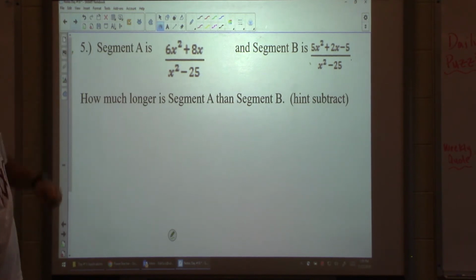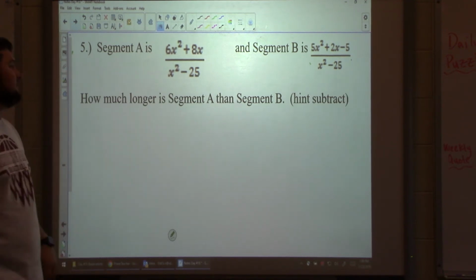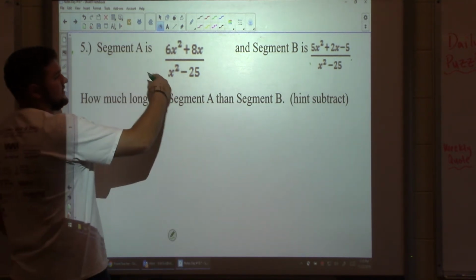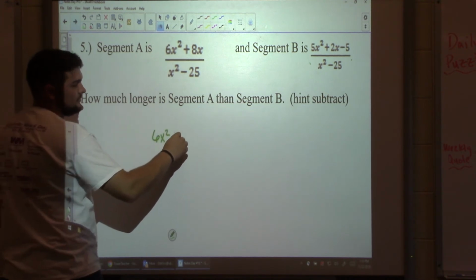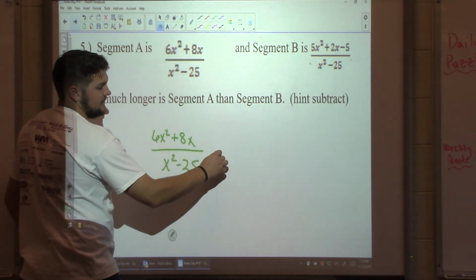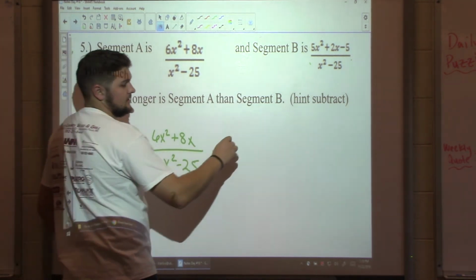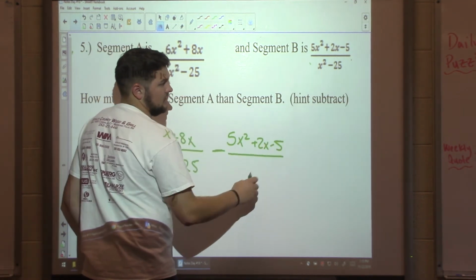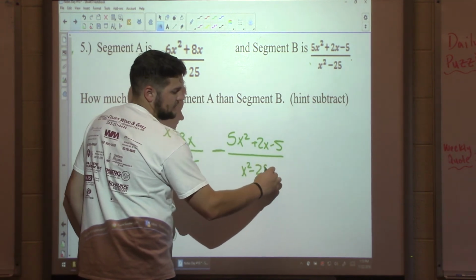Segment A is 6x squared plus 8x over x squared minus 25. Segment B is 5x squared plus 2x minus 5 over x squared minus 25. How much longer is segment A than segment B? Well, what should I try and do? Subtract. I gave you that hint. So I'm going to take segment A, 6x squared plus 8x over x squared minus 25, and subtract segment B, 5x squared plus 2x minus 5 over x squared minus 25.